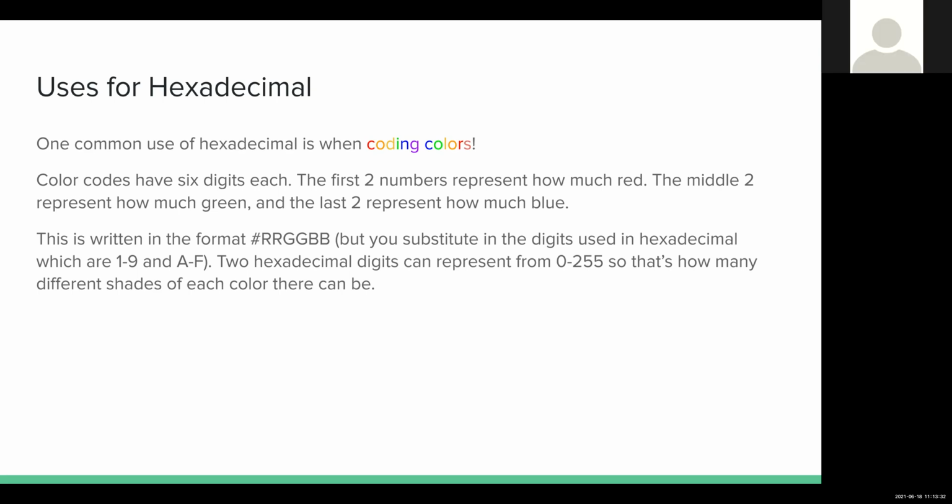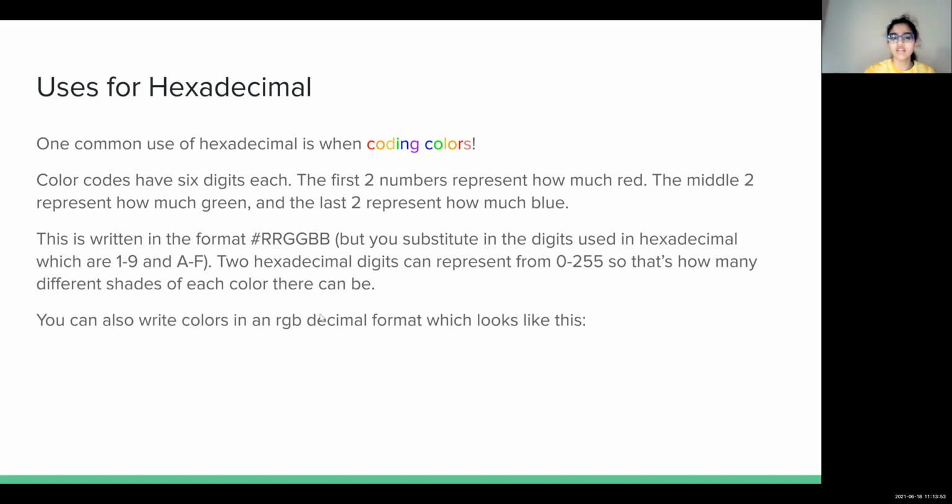By the way, you guys don't need to know this super well for AMC. This is just a side application in real life if you're curious. 2 hexadecimal digits can represent 0 to 255. So that's how many shades of each color there can be. So you can have 256 cubed possible colors. You can also write colors in RGB decimal format, which is RGB and then the numbers, right? So 255, 255, 255 in RGB can also be expressed as pound FFFFFF, which is white.